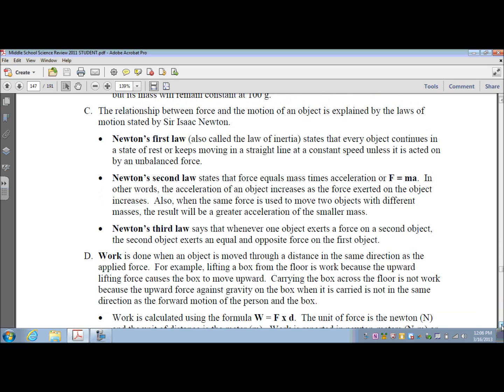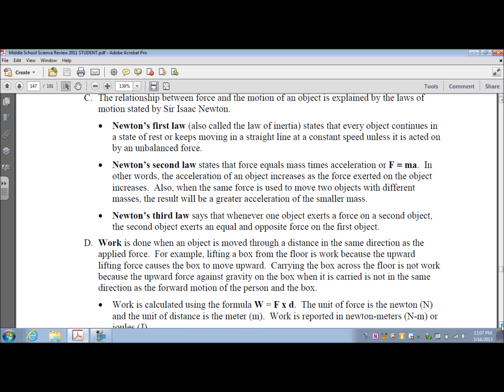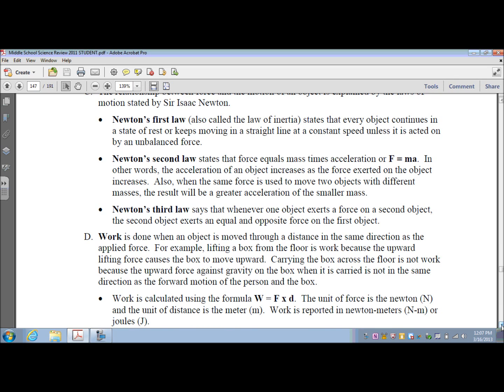Section C. The relationship between force and the motion of an object is explained by the laws of motion, stated by Sir Isaac Newton. Newton's first law, also called the law of inertia, states that every object continues in a state of rest or keeps moving in a straight line at a constant speed unless it is acted on by an unbalanced force. Newton's second law states that the force equals mass times acceleration, or F equals m times a.